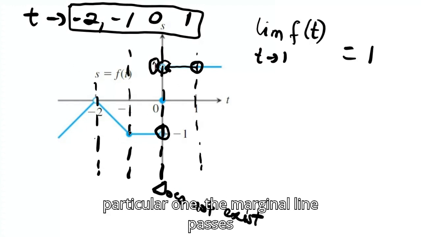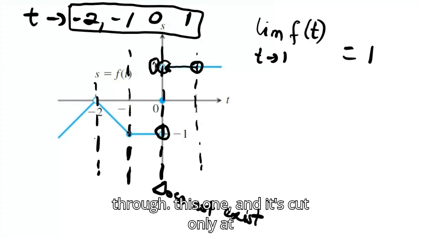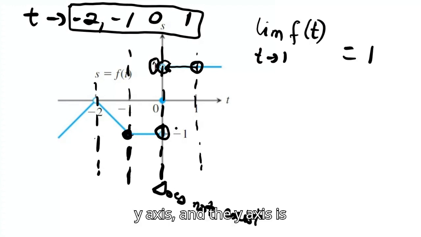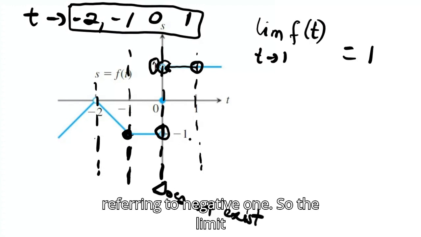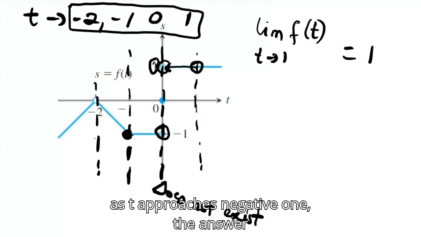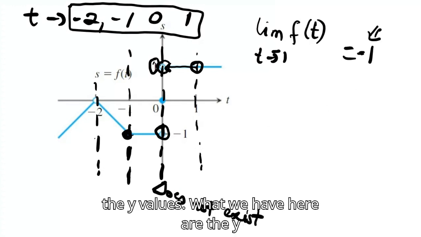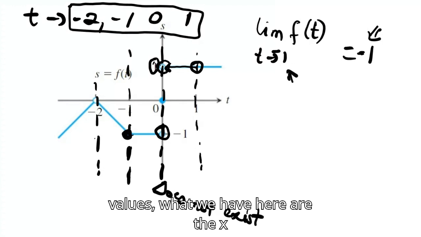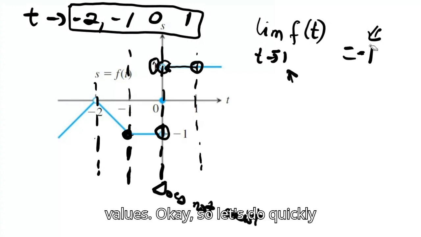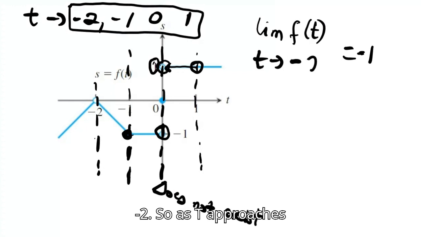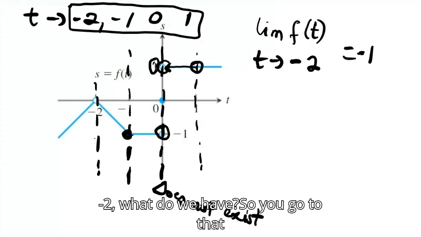For this particular one, the imaginary line passes through this point and it cuts only at 1 point. That point, we read its value from the y-axis, and the y-axis is referring to -1. So the limit as t approaches -1, the answer is going to be -1. So what we have here are the y values, and what we have here are the x values. Okay, so let's do the other ones quickly. Let's say as t approaches -2.